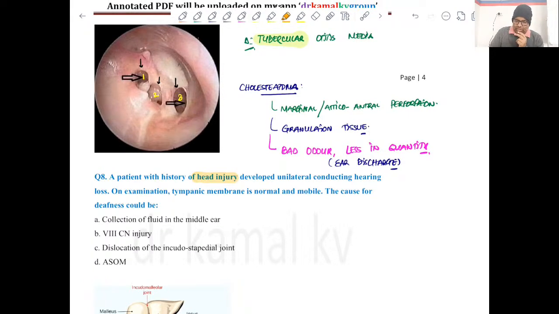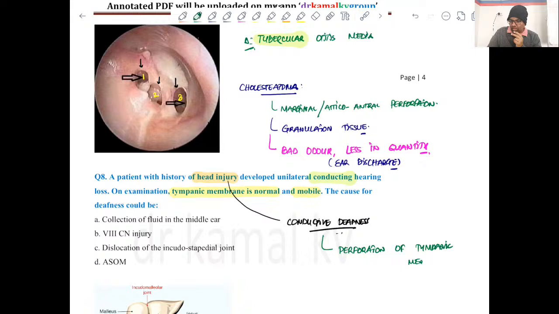There is a case of head injury, and then the patient developed unilateral conductive hearing loss, and on examination, the tympanic membrane was normal and mobile. What could be the reason for this conductive deafness? Now, if there is head injury presenting with conductive deafness, the very first possibility is there may be perforation of the tympanic membrane. Right? So this is one possibility. But it is already mentioned in the question that there is no perforation. So this option is ruled out here. Now the second condition which can be possible here is the disruption of the joints of the middle ear ossicles.